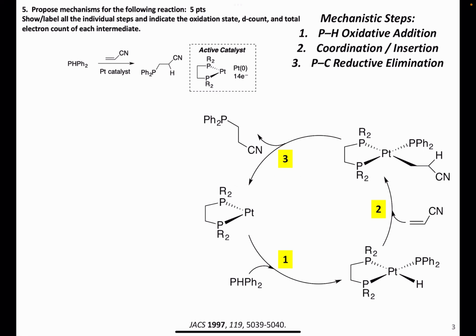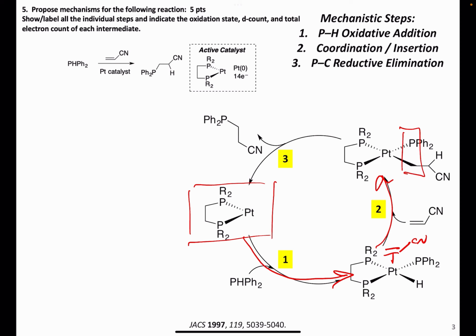In fact, let me walk through it again. You start again with your 14 electron platinum catalyst. The oxidative addition of the PH bond gives you a new platinum 2 d8 16 electron compound. Then comes coordination of the olefin, so you can think of the olefin as coordinating in this fashion. Coordination of the olefin followed by insertion gives you your new platinum 2 d8 16 electron compound. You then get PC reductive elimination to generate your product and regenerate your catalyst.